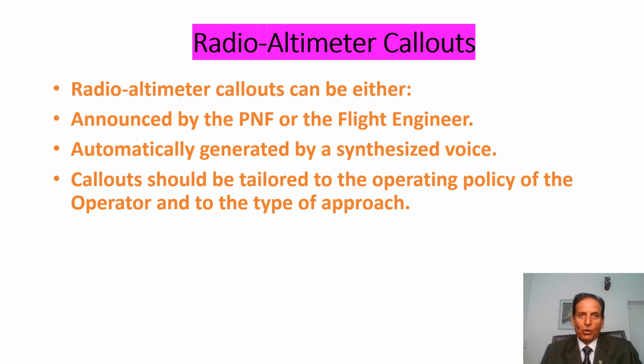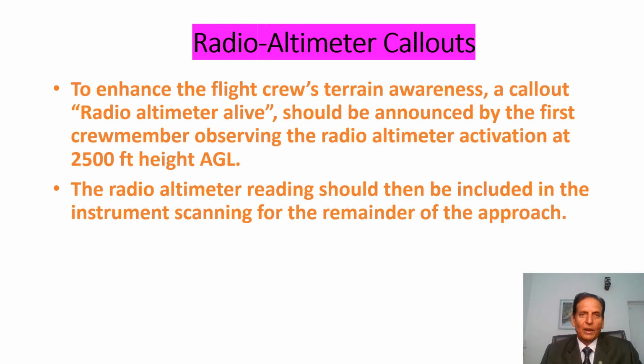Let's have a look at the radio altimeter callouts. Radio altimeter callouts can be either announced by the PNF or the flight engineer. They may be automatically generated by synthesized voice. The callout should be tailored to the operating policy of the operator and to the type of approach. To enhance the flight crew's terrain awareness, a callout "radio altimeter alive" should be announced by the first crew member observing the radio altimeter activation at 2,500 feet height AGL. The radio altimeter reading should then be included in the instrument scanning for the remainder of the approach.